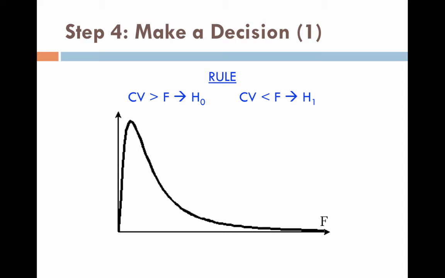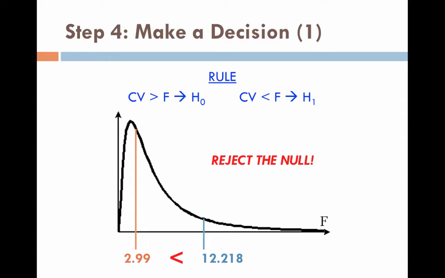So looking at our data, we have our critical value of 2.99, and we have an F-test that we hand calculated that came out to be 12.218. Well, given our rule, we see that our F-test is greater than our critical value, so we're going to reject the null and state that yes, there are significant differences between our groups.